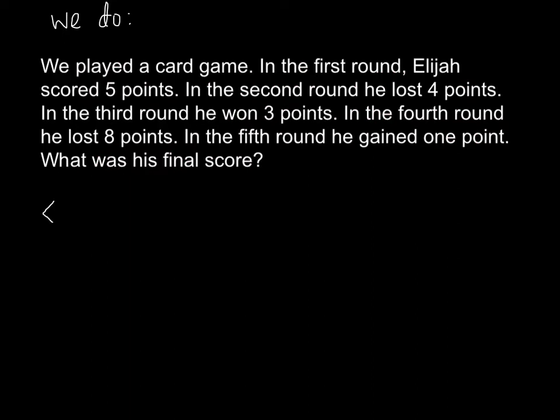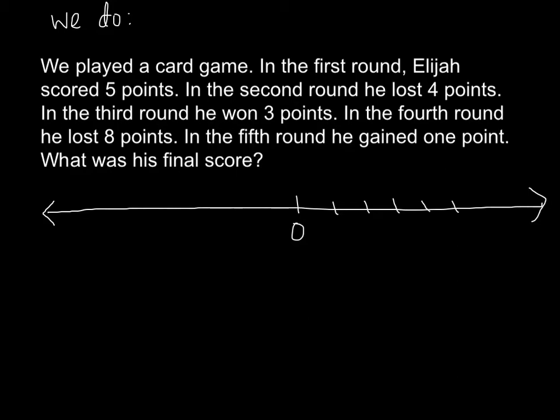So the first thing I'm going to do is start off with a number line to help me out. 0 I'll put right there in the middle. 1, 2, 3, 4, 5, 6, 7. I'll do the 2s, 4, 6. Negative 1, negative 2, negative 3, negative 4, negative 5, negative 6. I hope that's all I need.